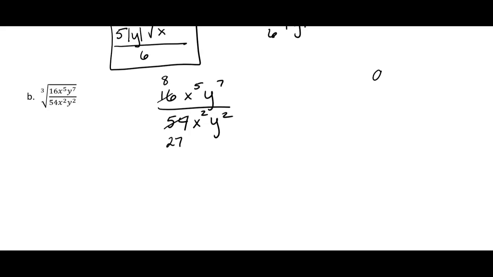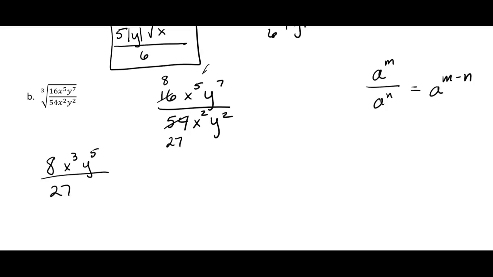Now, you might remember the exponent rule. If you have a to the m over a to the n, then you subtract those exponents. So I'm going to take my 5 here and subtract the 2. So I'm going to have x cubed. All right, so I have 8 over 27. And then I've got the x cubed up there. And then I'm going to have y to the 5th in the numerator. And all that's going to be under the cubed root.